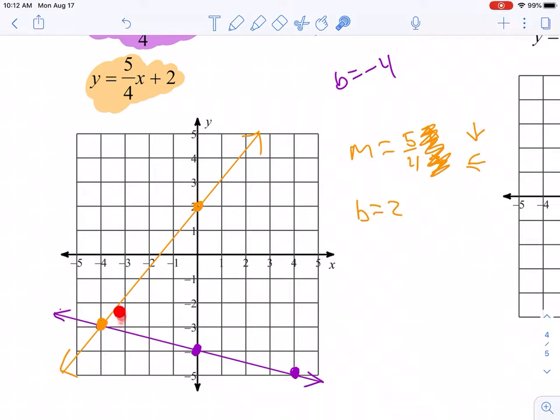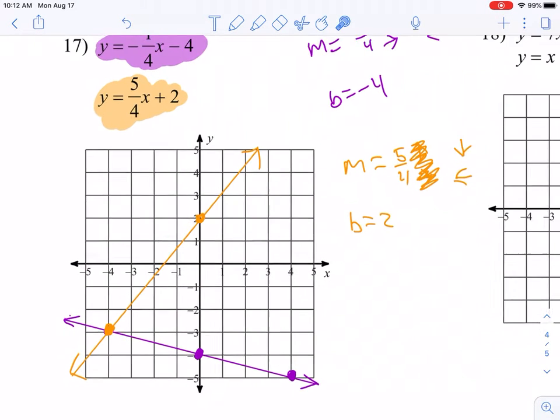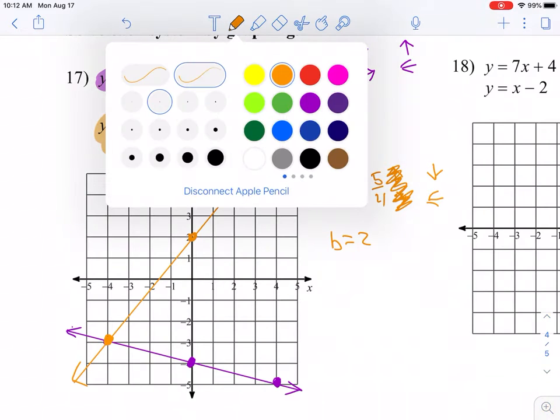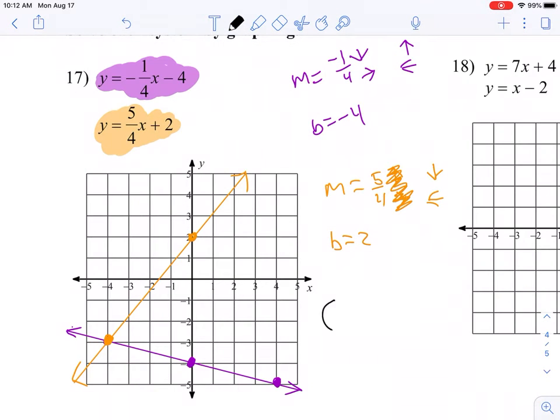So where these overlap is actually the solution. This is the common point between my purple and my orange, so this is my solution. So we will write our solution as an ordered pair, x, comma, y. So my x value to this point is -4. That's my x value. My y value for this point is -3. So that's my x and my y, -4, comma, -3.